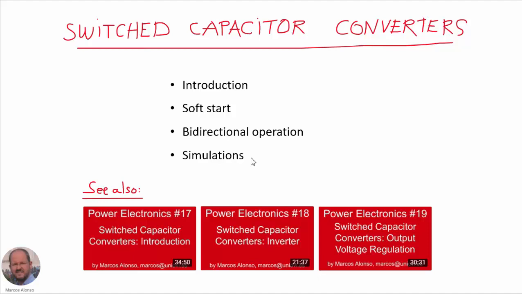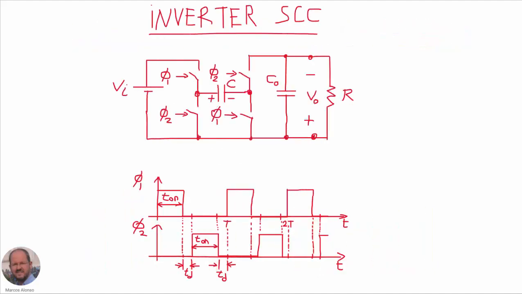This is the fourth video in this series. Before this video we have seen the videos number 17, 18 and 19 related to switch capacitor converters. So please, to have more information, take a look at these videos. We are going to continue using the inverter SCC as an example. However, the ideas that we are going to see can be easily extended to other topologies of switch capacitor converters.